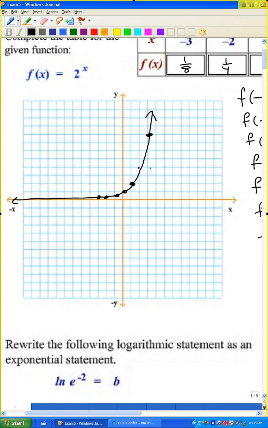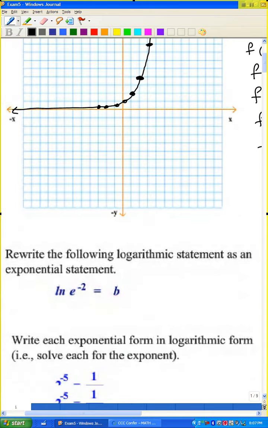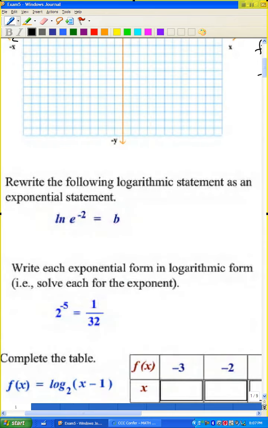Okay, so that is what the graph looks like. Rewrite. And so the base is e, exponent is b, the result is e to the -2.